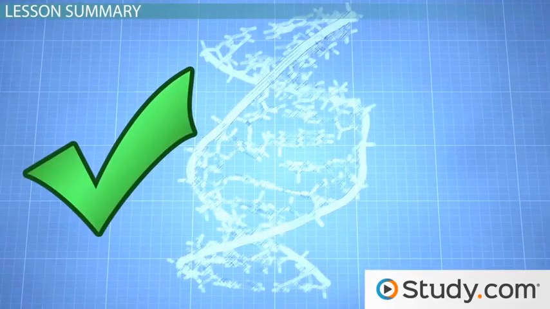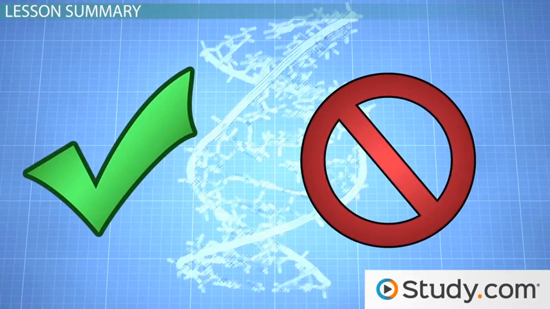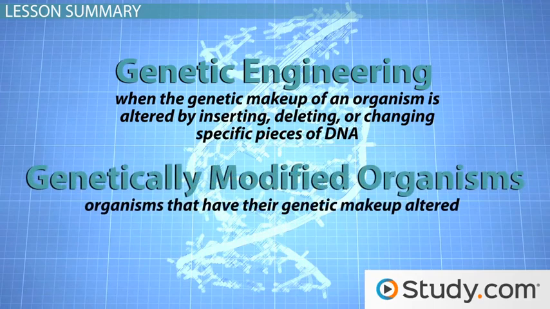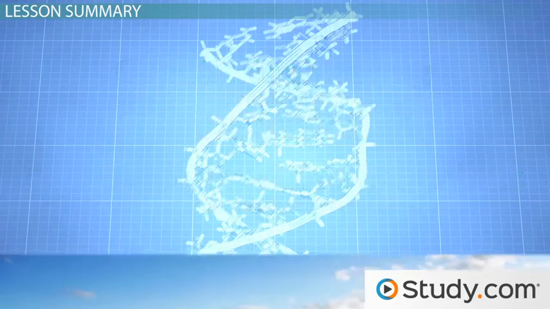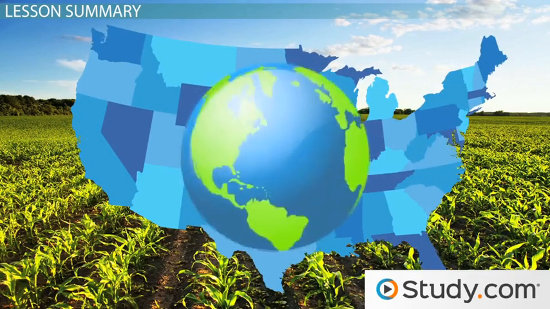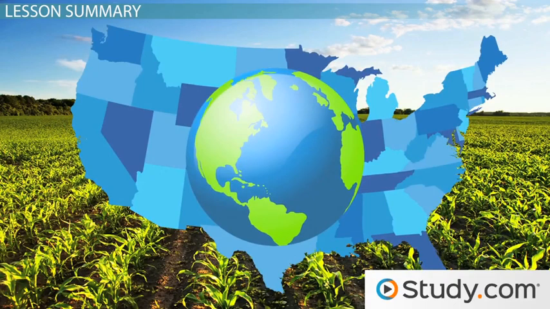Now, let's review the basics of genetic engineering and the benefits and issues associated with its use in agriculture. Genetic engineering is when the genetic makeup of an organism is altered by inserting, deleting, or changing specific pieces of DNA. This results in the creation of genetically modified organisms, which are organisms that have their genetic makeup altered. The use of genetic engineering has become very popular in agriculture, with large portions of common crops produced in the United States and worldwide utilizing this technology.